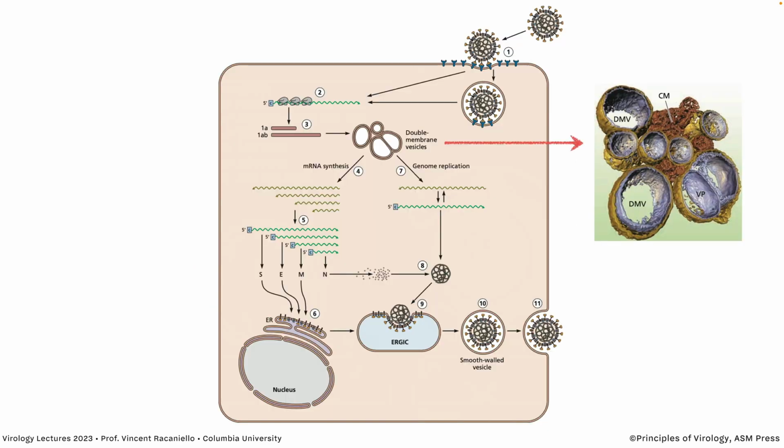This also happens with coronaviruses. Coronaviruses are making both mRNAs and genomes on double membrane vesicles. Here's an electron micrograph of those double membrane vesicles. These, again, are induced by viral proteins. All of these viruses that are inducing double membrane vesicles, they're made by the action of individual viral proteins. And again, it's on the surface of these vesicles that RNA synthesis occurs.